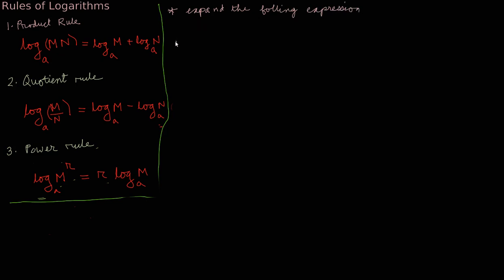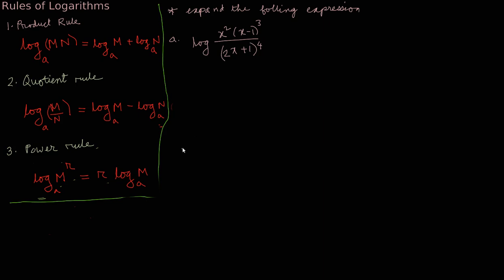So let's see, our first expression A is logarithm of x square multiplied by (x minus 1) cube, over (2x plus 1) power 4. Okay, so this is our first expression, so we need to expand it.